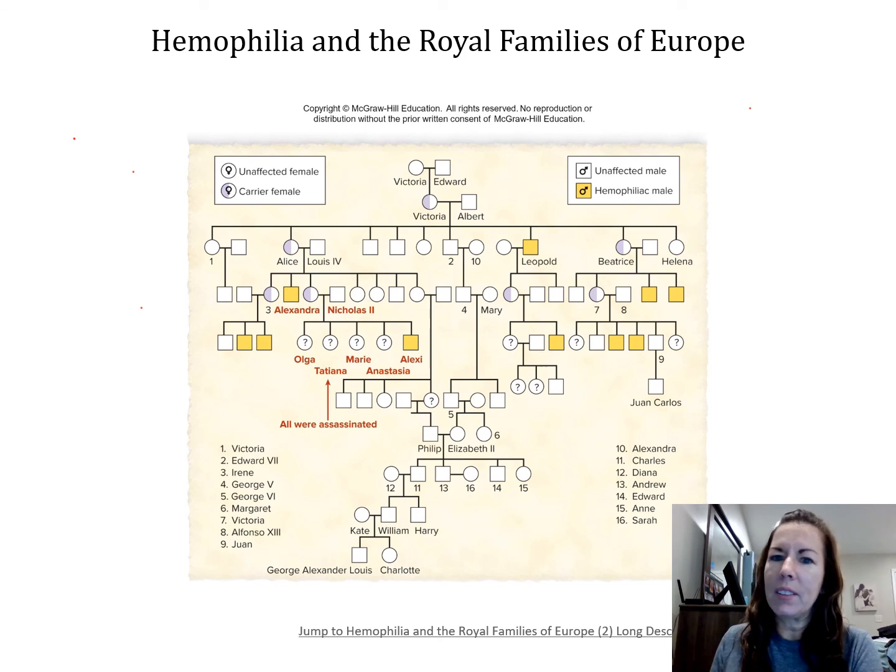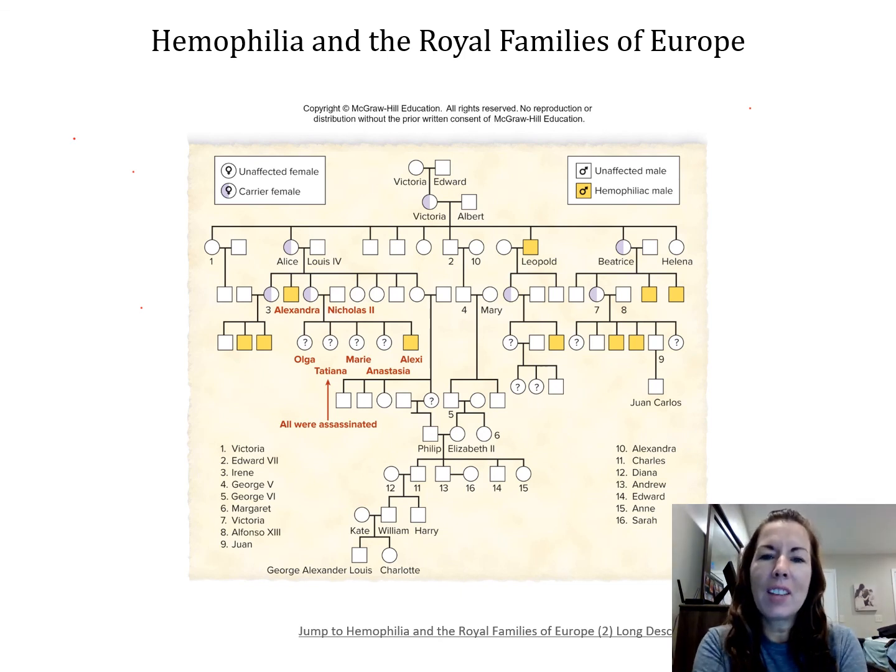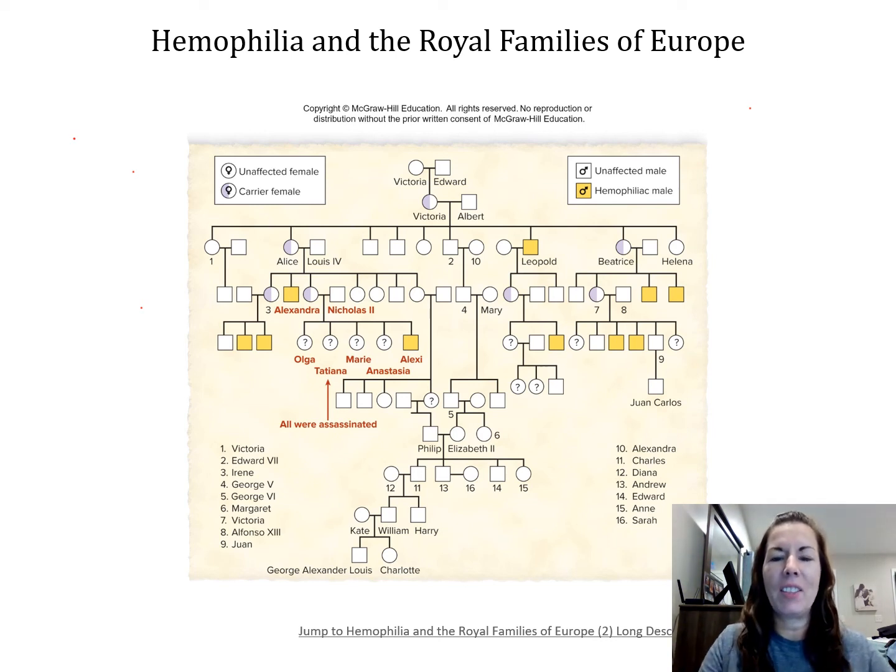This is a really good example of hemophilia in the royal families of Europe. So it shows you issues with hemophilia in their history.